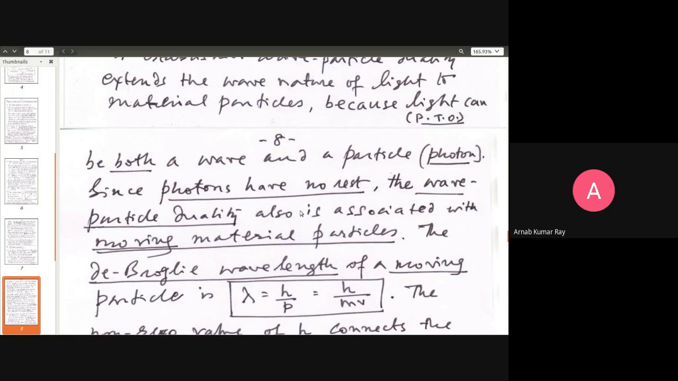Anyway, photons have no rest. So we will also associate wave-particle duality to particles that are moving, like let's say an electron or a tennis ball, or even you running on the ground, whatever.